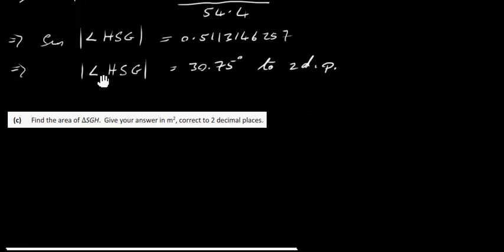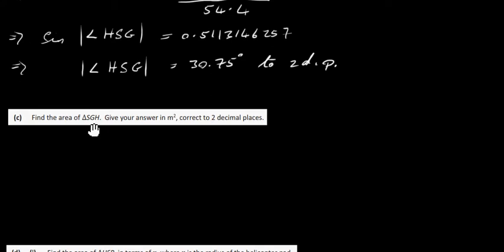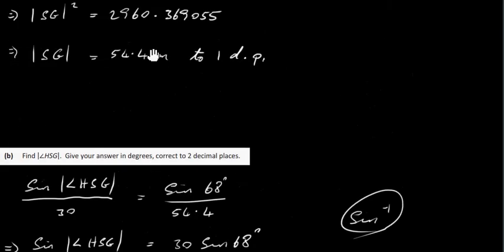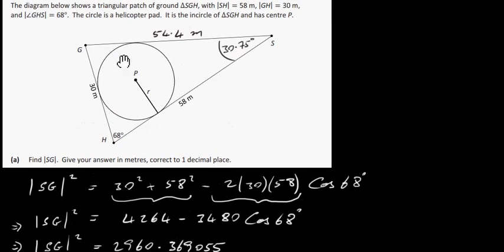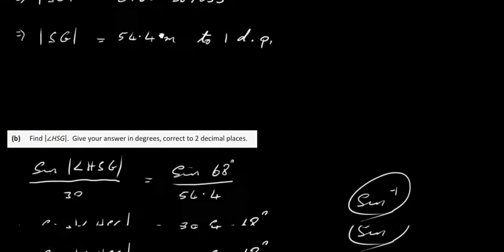Okay, so let's have a look at the next one then. Find the area of the triangle SGH. Give your answer in meters squared, correct to 2 decimal places. So now we're going to look at finding the area of this triangle here, SGH. Again, you should notice here that we have two sides and an enclosed angle. So that should indicate when we're talking about area, you can use half AB sine C. So it's half this side times this side times sine of the enclosed angle. So that's what I'm going to use here.